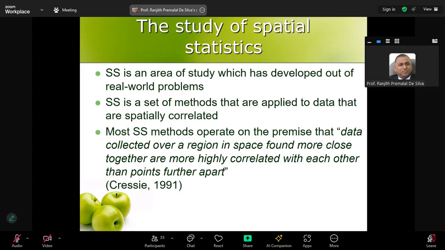So this is what I told you. I took the example from this, but this has been found a long time ago, not 1991. Most spatial statistical methods operate on the premise that data collected over a region in space, found more close together, are more highly correlated with each other than points further apart. So spatial correlation is a concept. It is very useful.